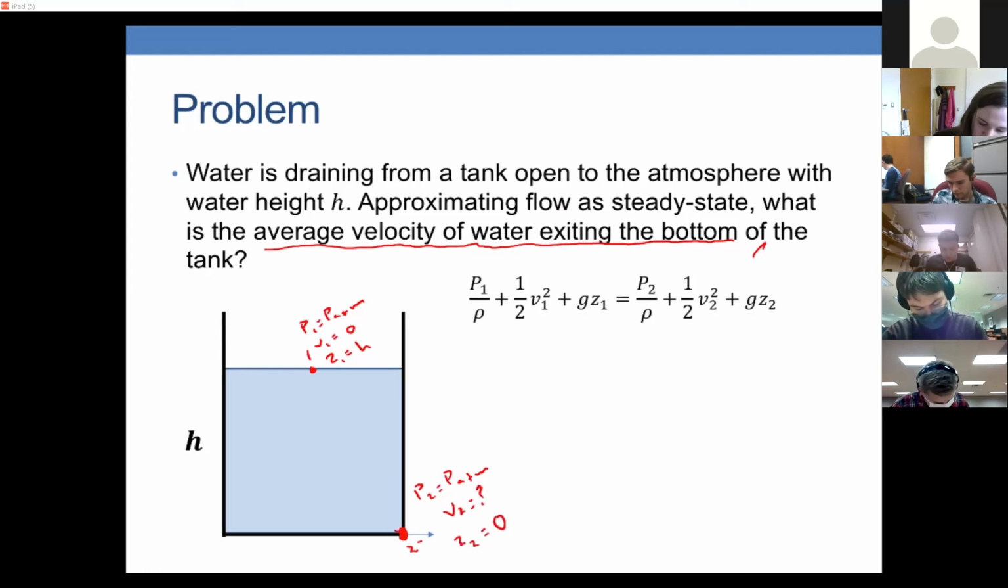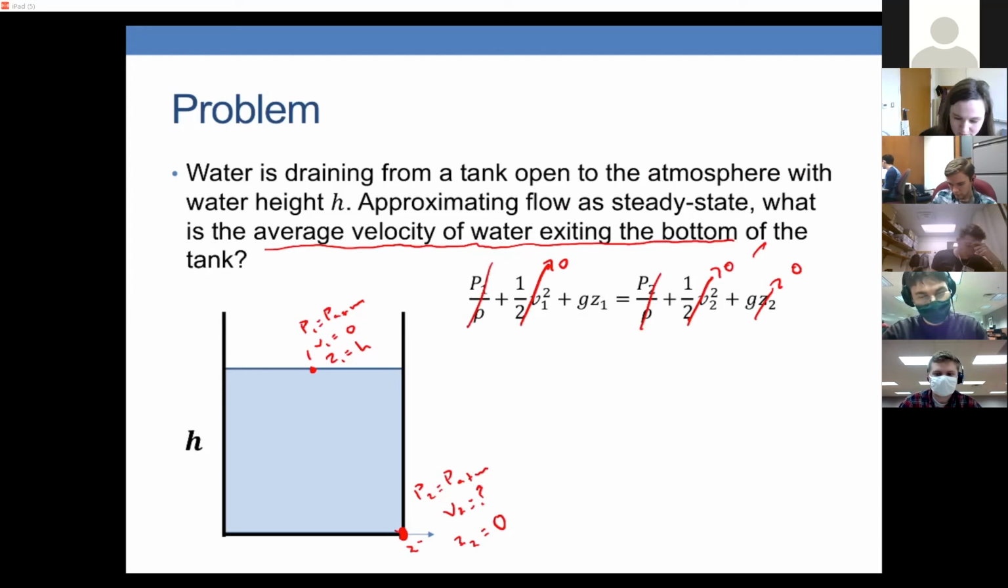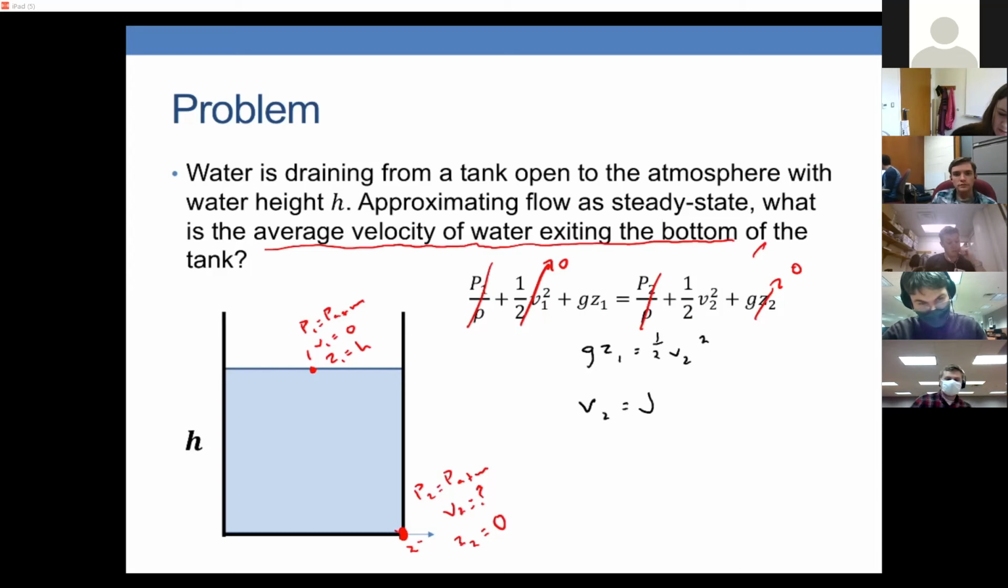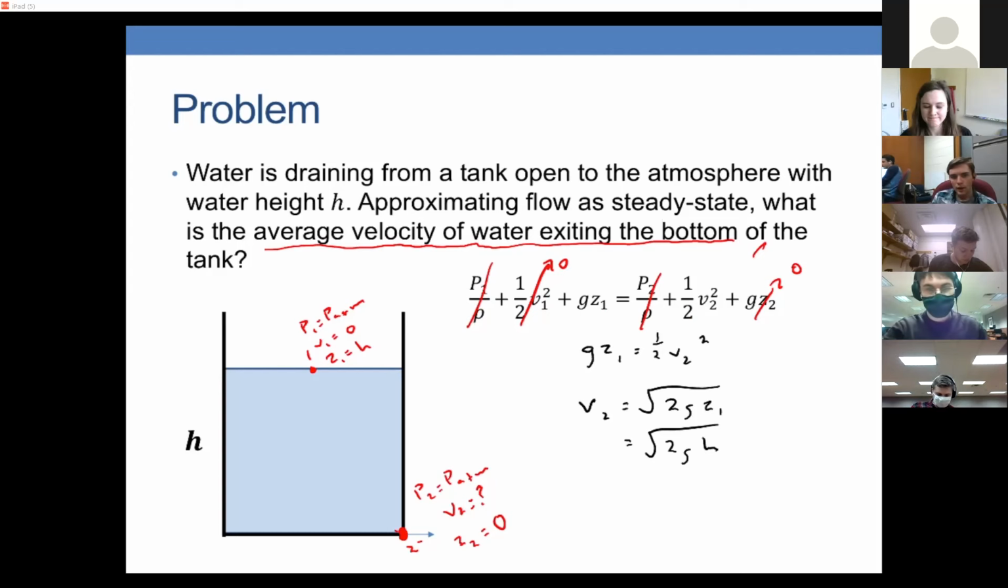Okay, and then the pressures are equal, so they cancel out too. And so from this, we just get G Z1 is equal to 1/2 V2 squared. Rearranging, we get V2 is equal to the square root of 2GZ1, which is the square root of 2GH.